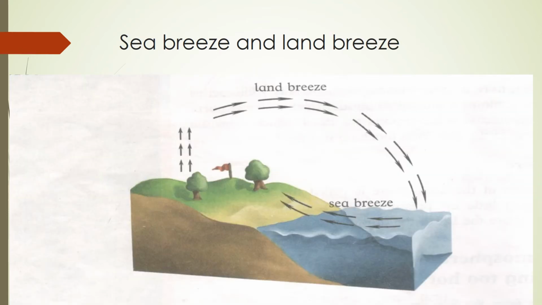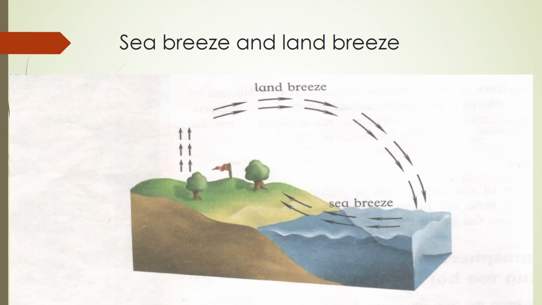Next, we will see the difference between the sea breeze and the land breeze. Air moves from areas of high pressure to areas of low pressure. On sunny summer days, the land gets warmer faster than the water. Air near the land warms up and rises. The air pressure over the land is lower than over the water, and so air moves in from the sea. This is called sea breeze.